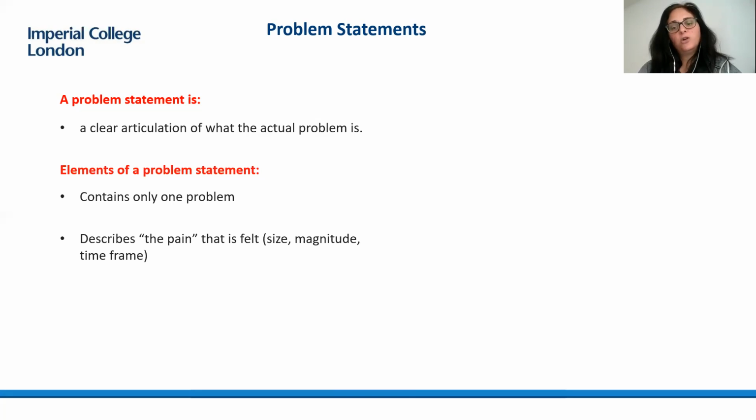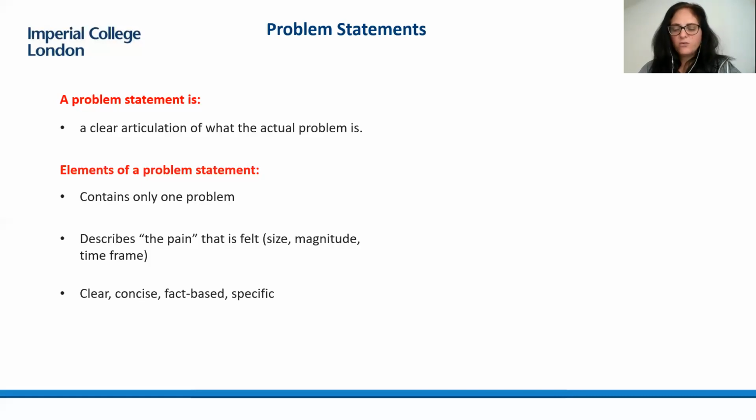So things that you'll want to consider including in your problem statement or thinking about is it comprehensive? Will somebody be able to read this and know what the problem is? Will my problem statement convince other people that this is a problem worth addressing? Stick to the facts. Be clear, concise, and fact-based.